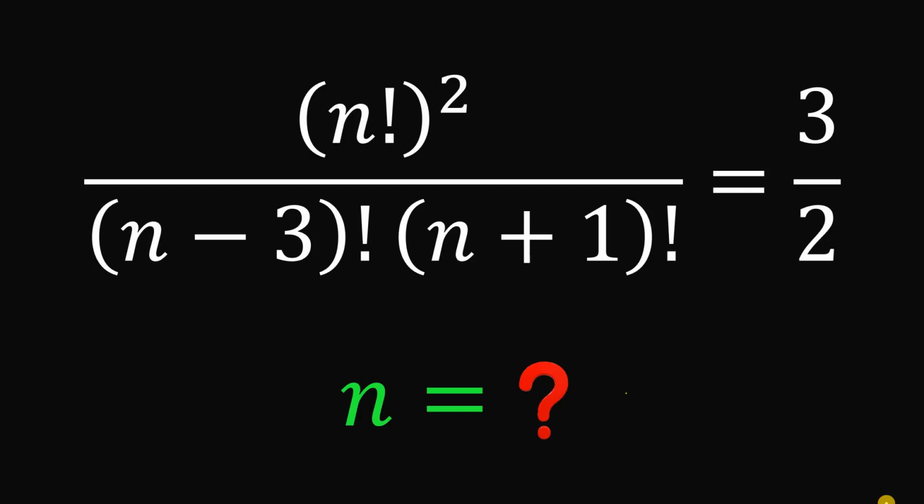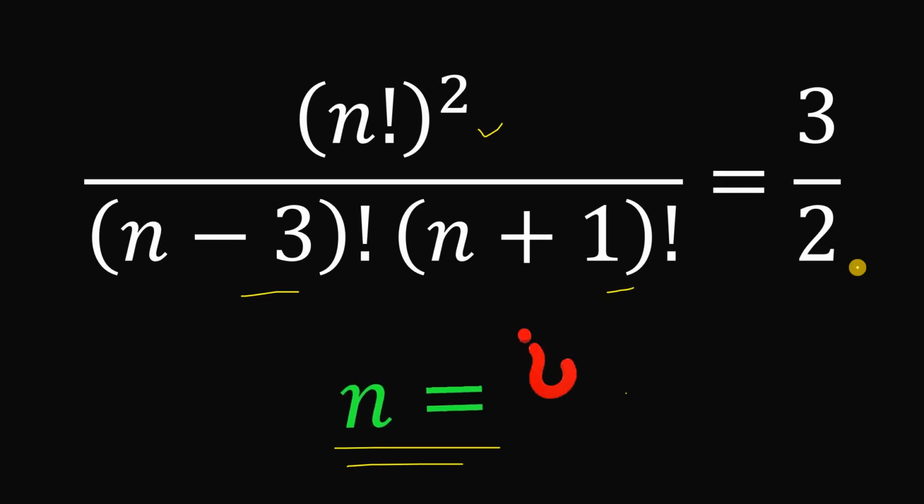For today's video, we will answer a math challenge given by one of our followers. And the question goes like this. Solve for the value of n that satisfies this equation: n factorial raised to the power of 2 over n minus 3 factorial multiplied by n plus 1 factorial equals 3 over 2. Now you can pause this video if you want to give this problem a try.